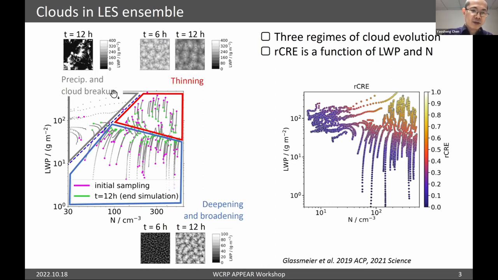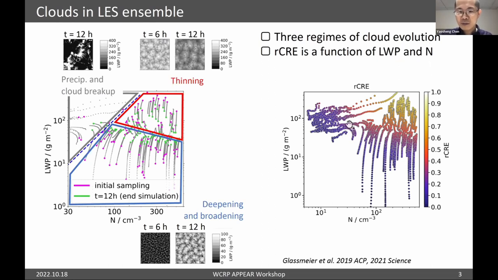We can easily identify three regimes. In the upper left corner, it's a regime dominated by precipitation and precipitation-induced cloud breakup. In the upper right corner, the clouds usually start with a pretty thick cloud layer and then thin over time. In the other regions, the cloud usually starts with a broken cloud field and not much liquid path, but then deepens and broadens over time. But what is interesting is that to the right, we can see the RCRE is actually a function of liquid path and N only.